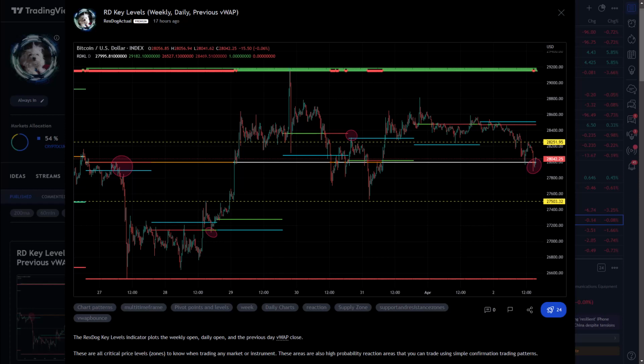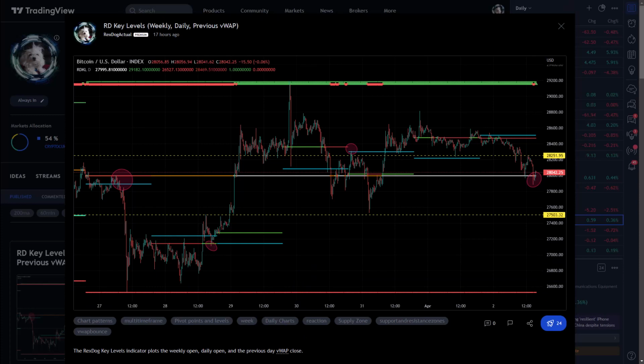Well, I'm excited to share with you a new indicator I just released on TradingView. You'll find it linked down below. It is called the RexDog Key Levels. What this does is it plots the weekly open, the daily open, and the previous vWAP levels. In the remainder of this video, I'll share just an overview of how this indicator works, why I created it, and how you can trade around it.